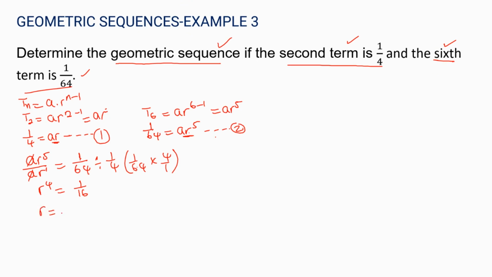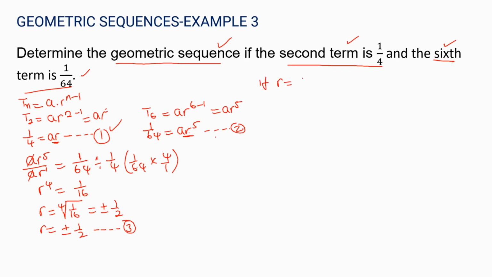Then we can find R here by fourth rooting both sides. So R is equal to the fourth root of 1 over 16. Then we get positive or negative 1 over 2. So R is positive or negative 1 over 2. Let's call it equation 3. Now we can find our A using equation 1. I think it will be easier to use equation 1. Where there's R, we put 1 over 2, or where there's R, we put what? Negative 1 over 2. So we have two solutions here.